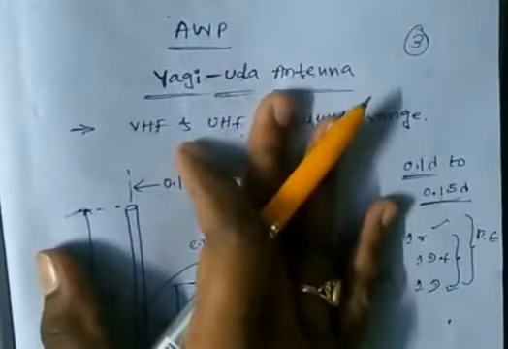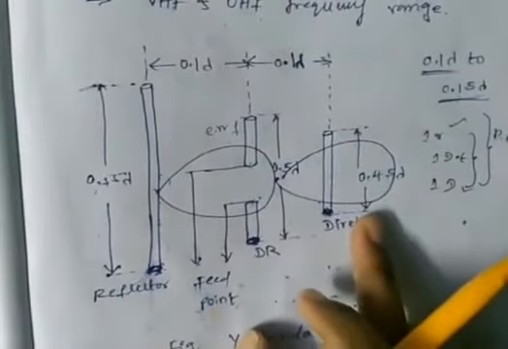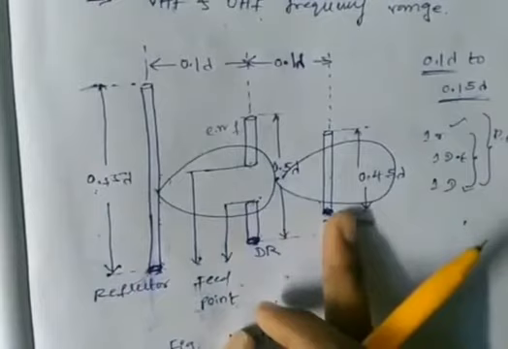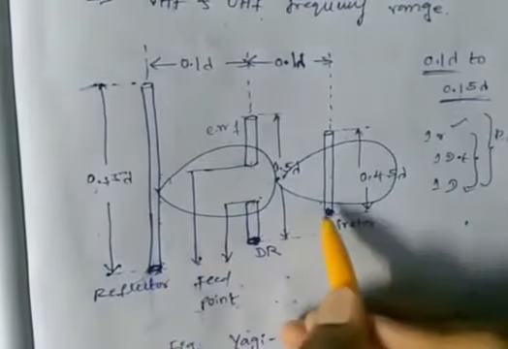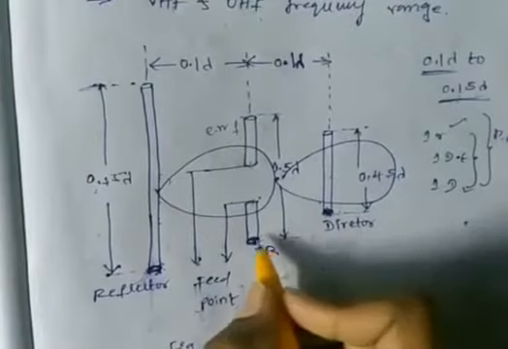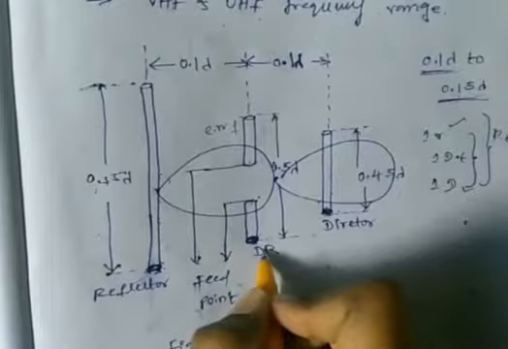Generally, in this Yagi-Uda antenna we are using three elements: one is the reflector, one is the driven element, and one is the director. Here, the reflector and director are both parasitic elements. The driven element may be a half wave dipole or a folded dipole antenna. Depending on our application, we have to choose the driven element.